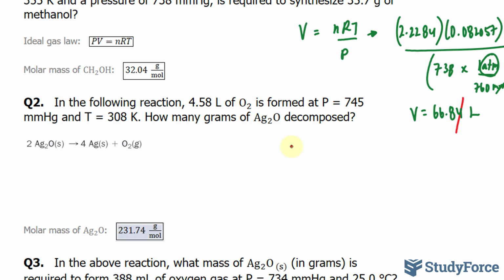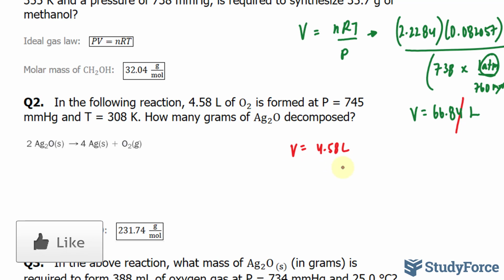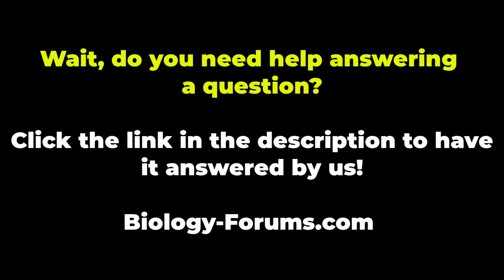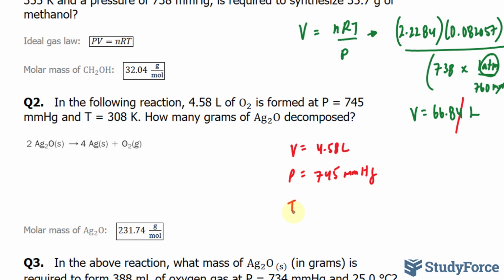We've been told the volume of oxygen, it's 4.58 liters. We've been told the pressure is 745 mmHg. And the temperature is equal to 308 Kelvin.